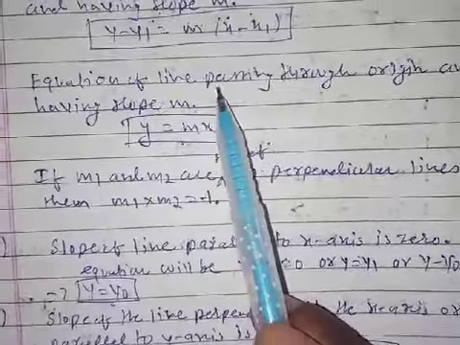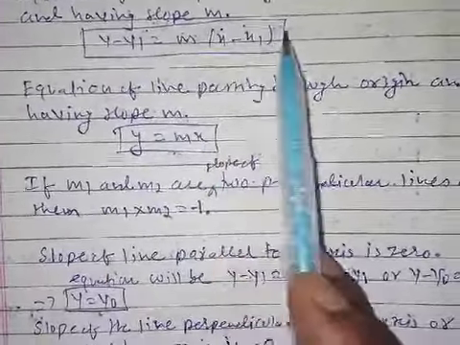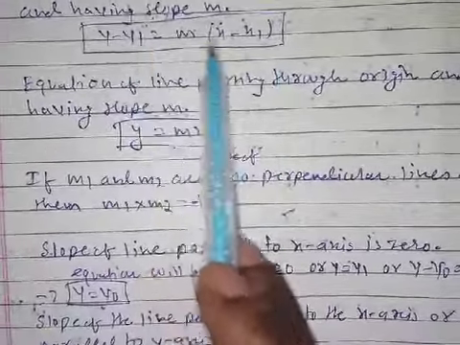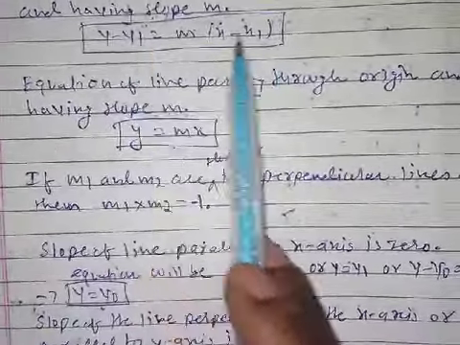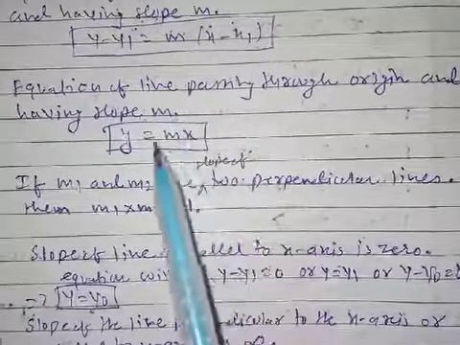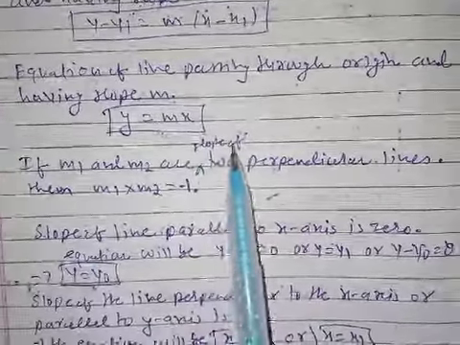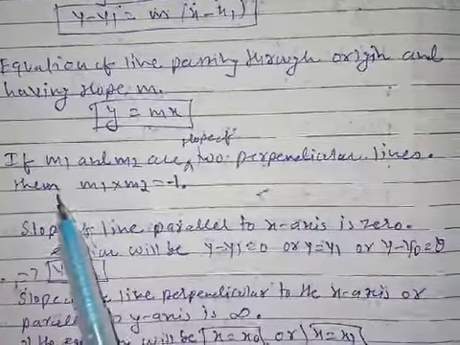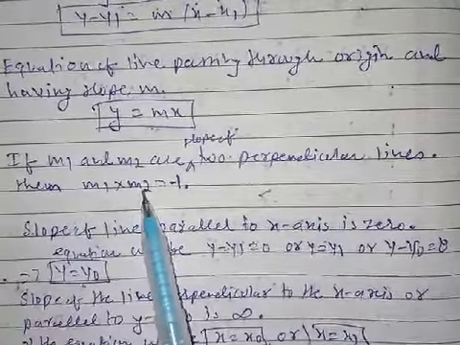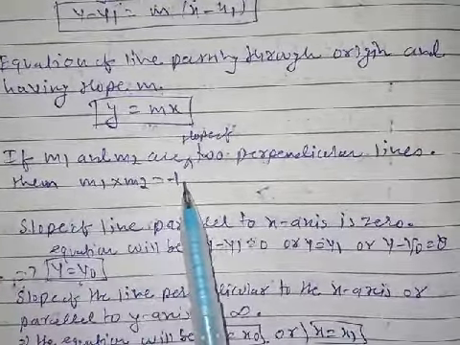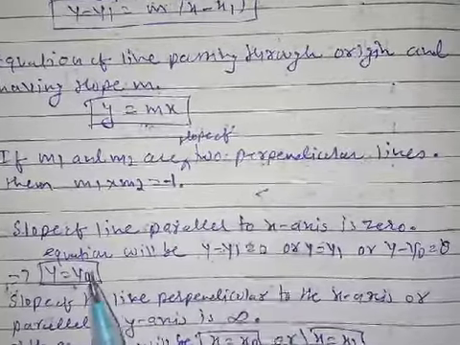Passing through origin means x and y will be 0, so x1, y1 will be 0. So with x1, y1 being 0, y is equal to mx. If m1 and m2 are the slopes of two perpendicular lines, then m1 into m2 is equal to minus 1. That also we did in 11th standard.